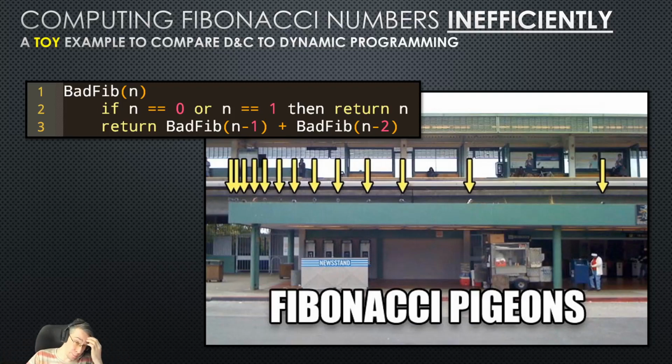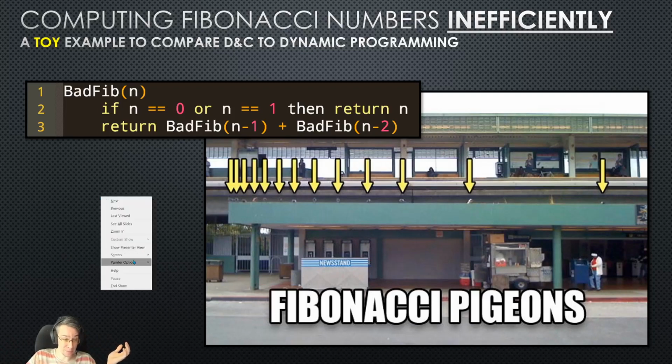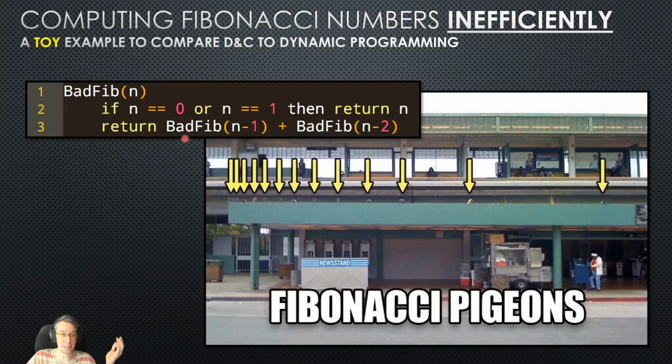So here's a bad solution to the problem of computing Fibonacci numbers. When I say bad, I mean horrendously inefficient. So we just have a recursive function where we take the number n. We would like to compute the nth Fibonacci number. So we have our base cases. If n is 0 or if n is 1, then we just return n.